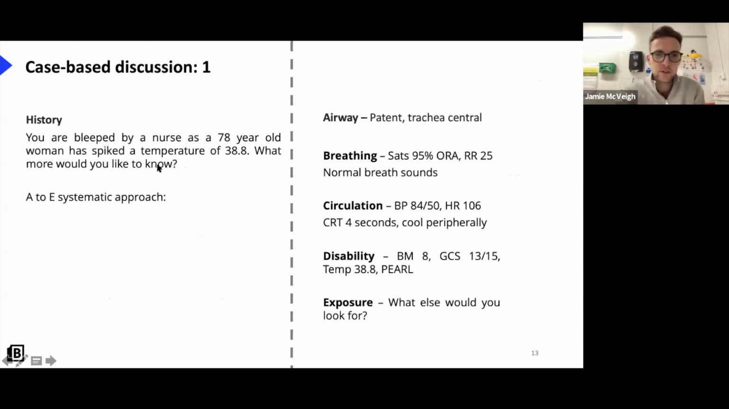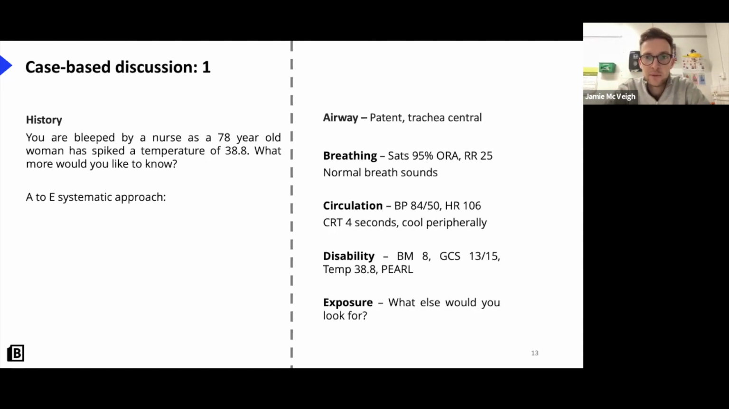So hypotension is what we're thinking about here. You've been bleeped by a nurse about a patient on the geriatrics ward. She's 78 and she's got a temperature of 38.8. You're on the phone to the nurse, and obviously you're going to try and get some more obs, thinking about why she's spiking a fever and how worried you are. They say her blood pressure is 84 systolic and she's got a heart rate of 106. I hope after these couple of sessions, we're all thinking, yeah, I'm a bit worried about this person.